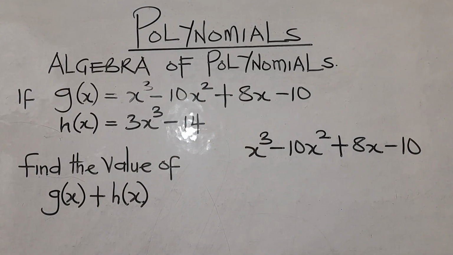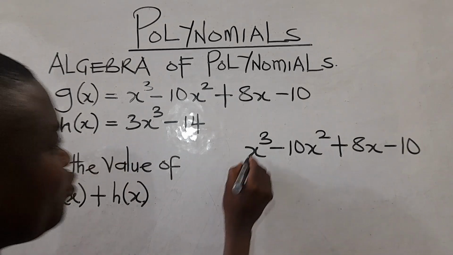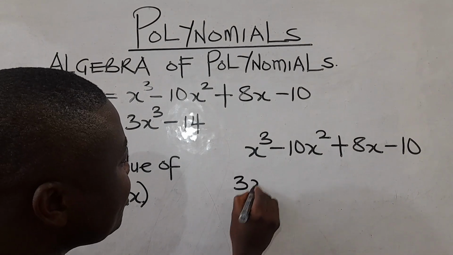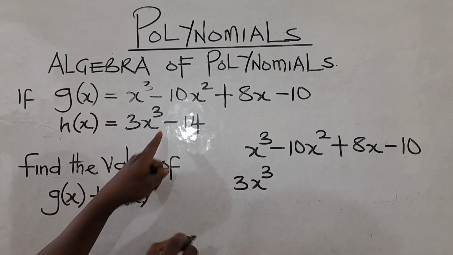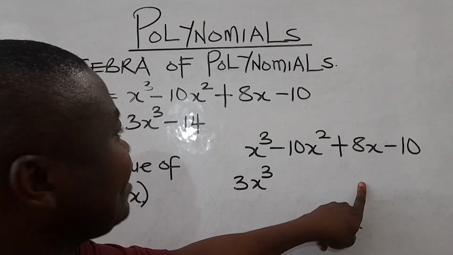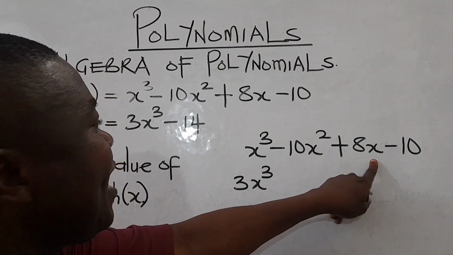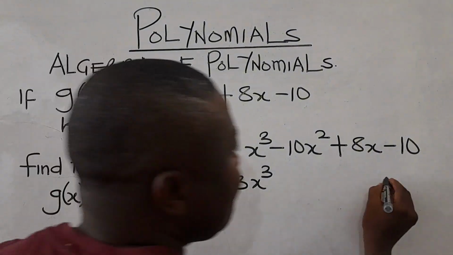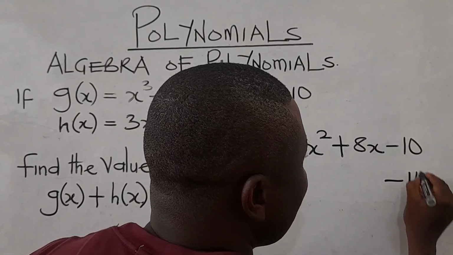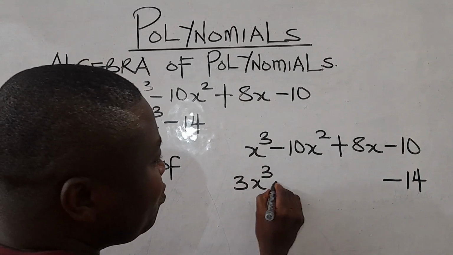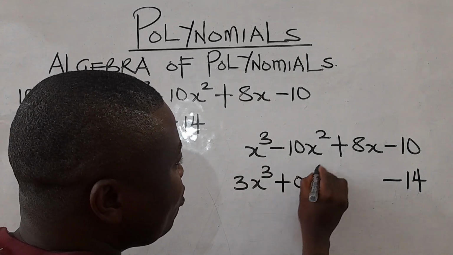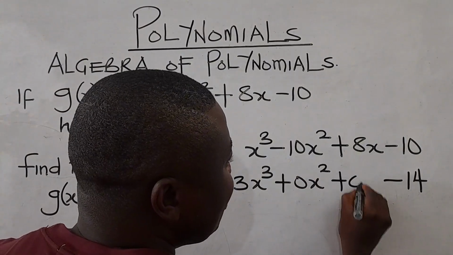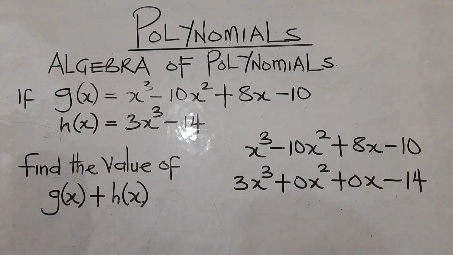Then we arrange h of x under it. This is 3x cubed, so it will be under x cubed. There's nothing under x squared and x, so we just have the constant, minus 14. For convenience, you can just put plus 0x squared plus 0x, so you won't get confused.